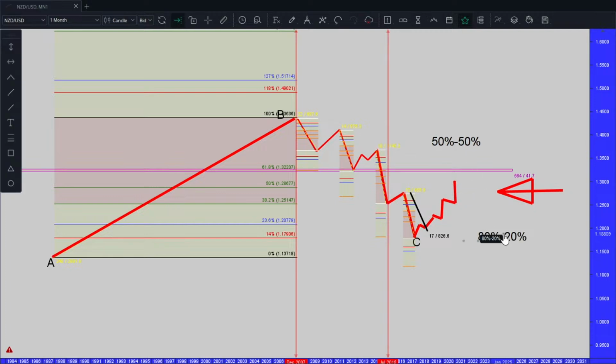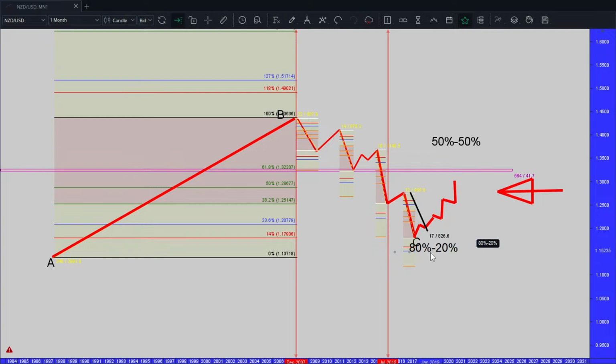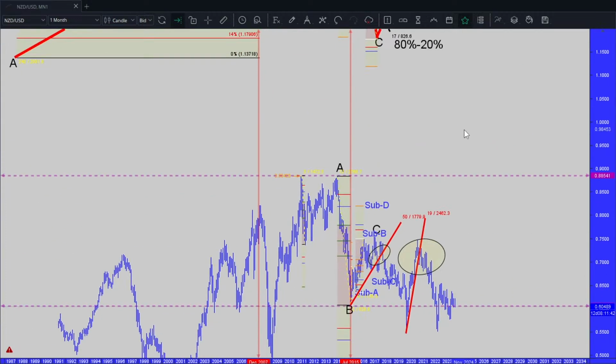Don't get too attached. I mean, nothing wrong, but don't get too attached to 80-20, you know. Oh, I'm going to stay out until there is 80-20. 50-50 is not bad, you know. 50% means that the market has equal chance to move in your direction. Here is an example.